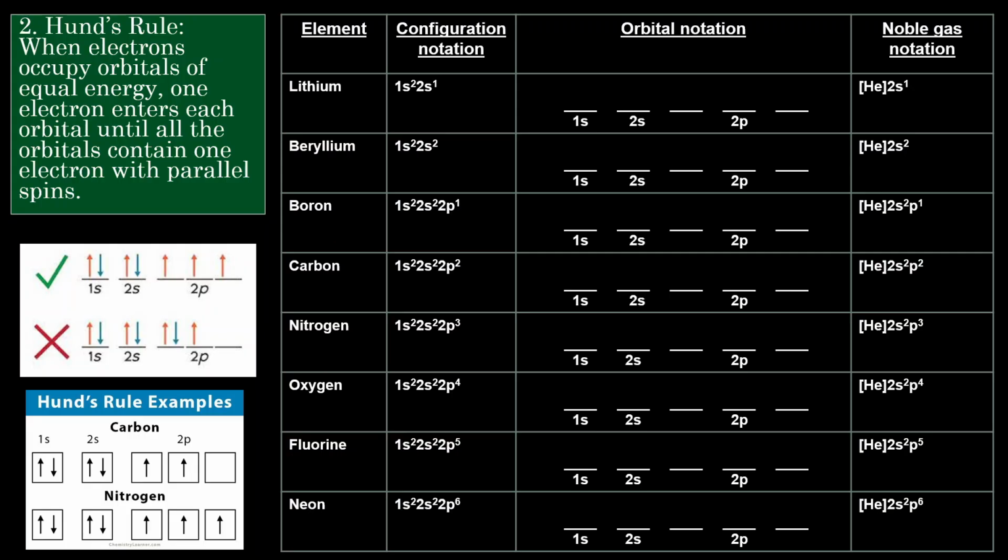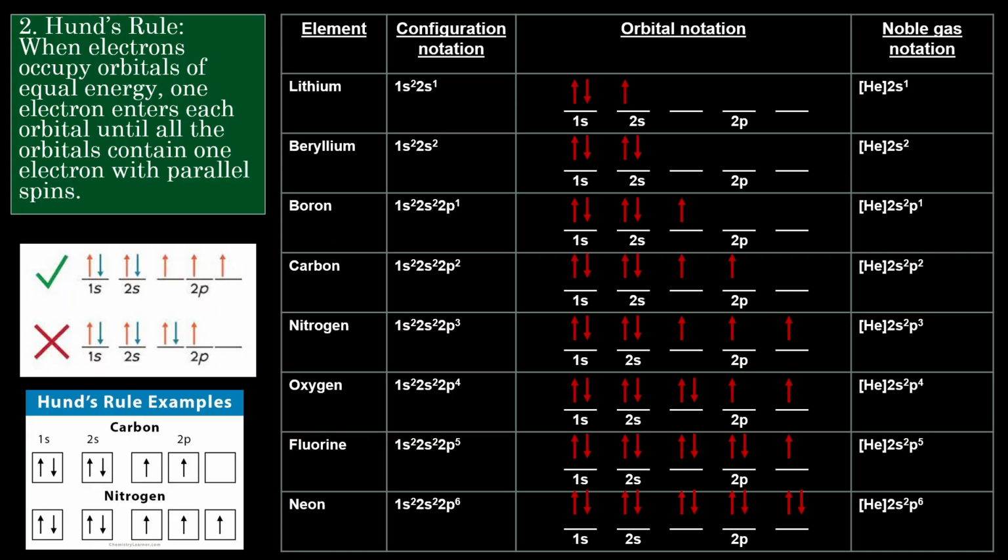So if I have a look at this, we're filling up. Well, let's read this out. When electrons occupy orbitals of equal energy, so the 2p, for example, each electron enters the orbital until all the orbitals contain one electron with parallel spins. And you can see what's happening here. As I go along the periodic table, I'm just filling up electron shells singly. Then I come to oxygen, and you can see that this 2p4 is actually spinning the other way. And then here's the 2p5 and then 2p6.